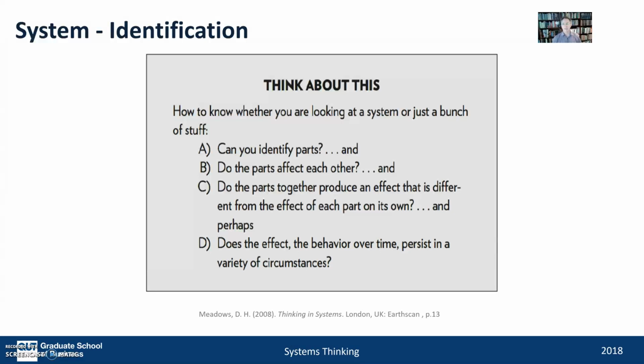Do the parts produce an effect that is different from the effect of each of the parts on its own? In other words, do the parts contribute to the properties or the behavior of the system as a whole? And then finally, she adds, does the effect or the behavior over time persist in a variety of circumstances? That's how you know that you're looking at a system.